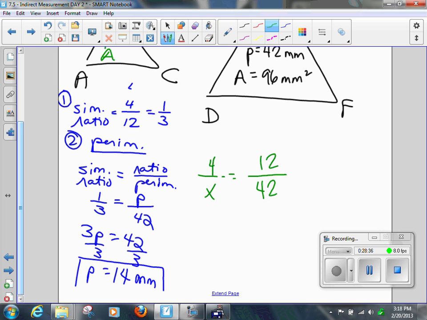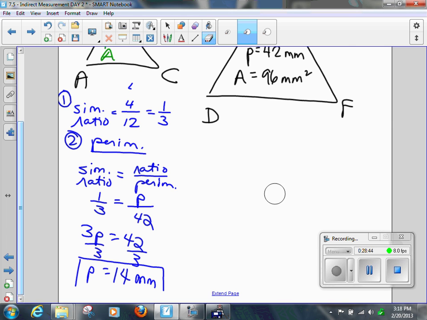All right, so let's look at the area. Now, the area is the weird one. Did you use 4 over 12? That is a similarity ratio that has not been simplified. It's still a similarity ratio that you didn't reduce. Because I could have used 3 over 1.